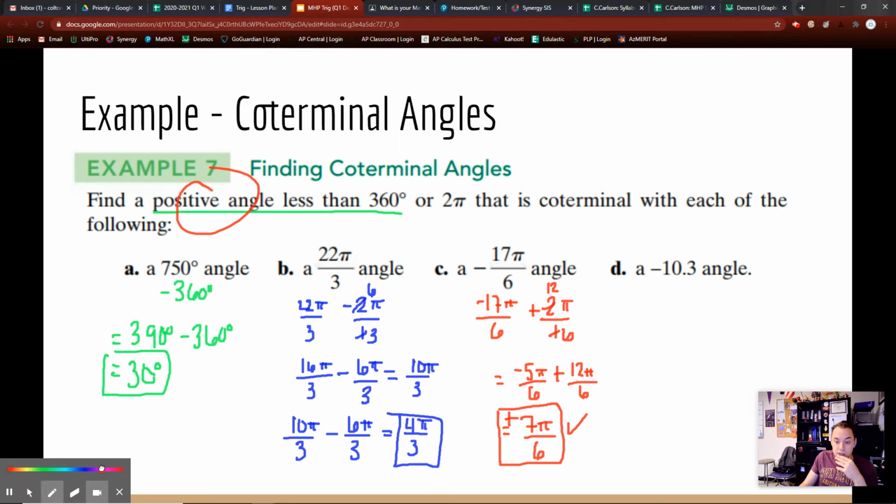All right. Let's do pink for the last one. Negative 10.3 angle. So all I have to do is find the coterminal of 10.3. Now, am I going to use 360 or am I going to use radians? I'm going to use radians, because if it was degrees, it would have degrees there. Since it does not, it is radians. So I'm going to take negative 10.3 and then plus 2 pi.